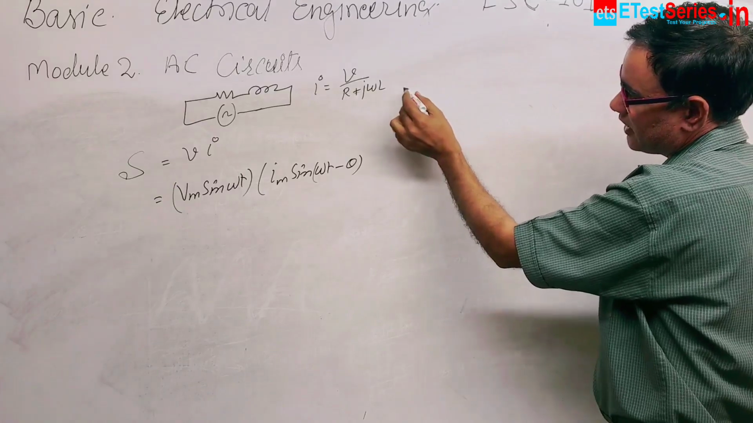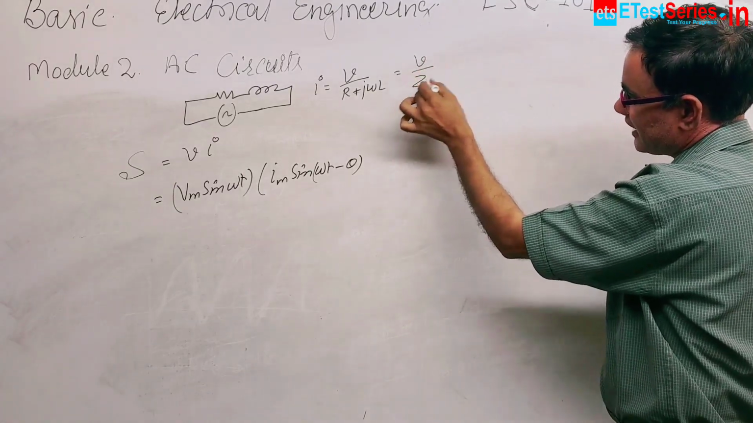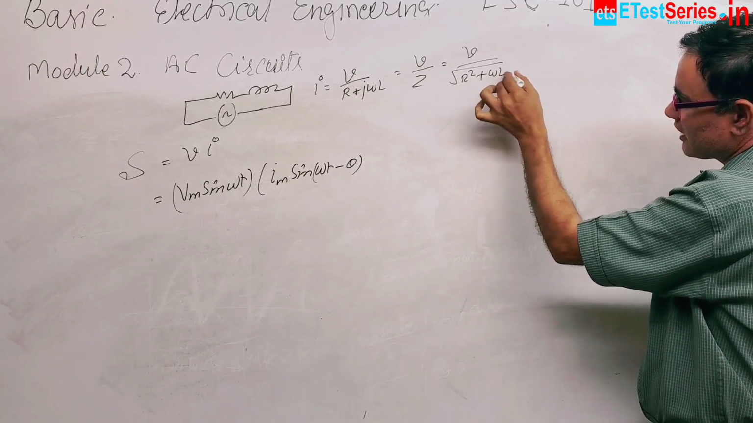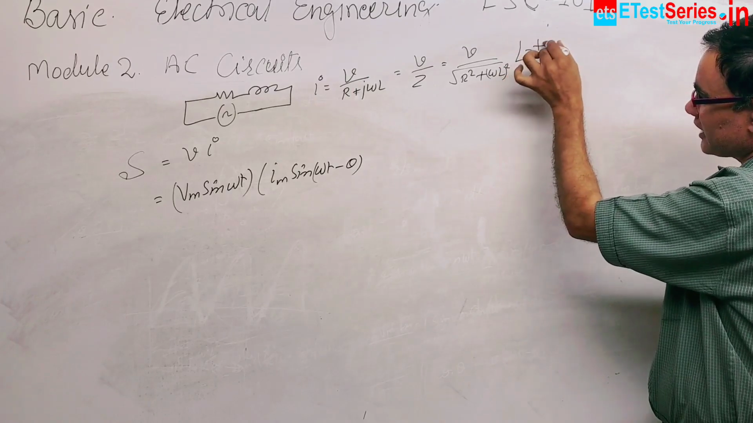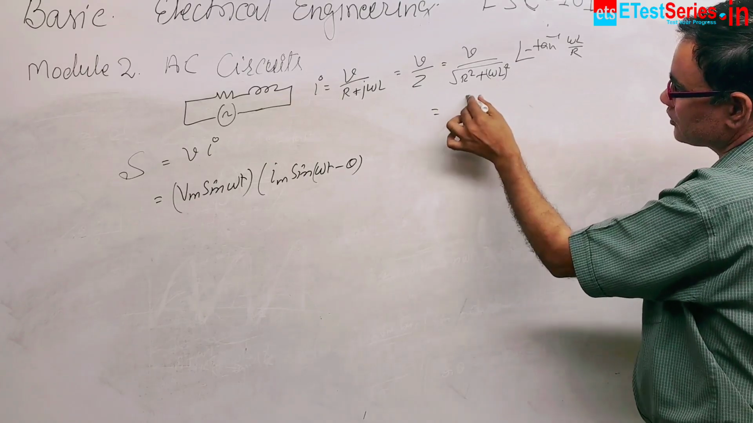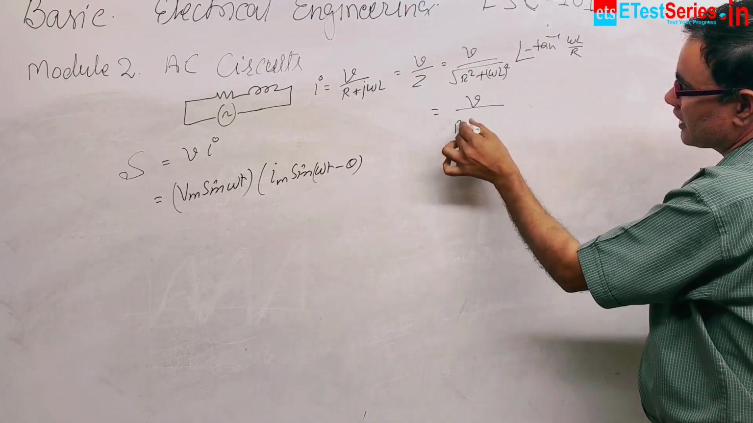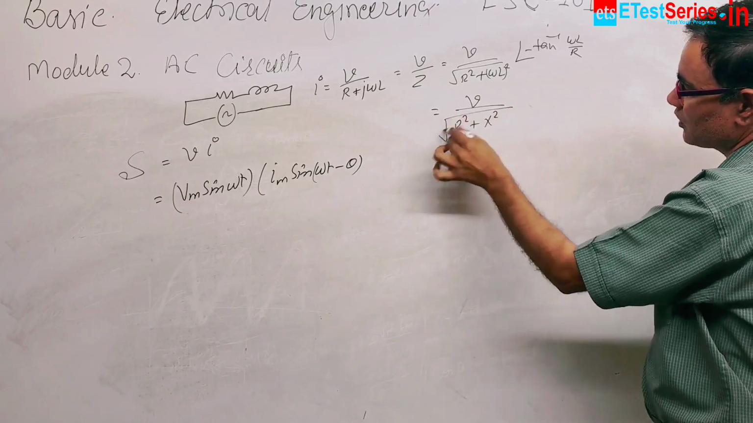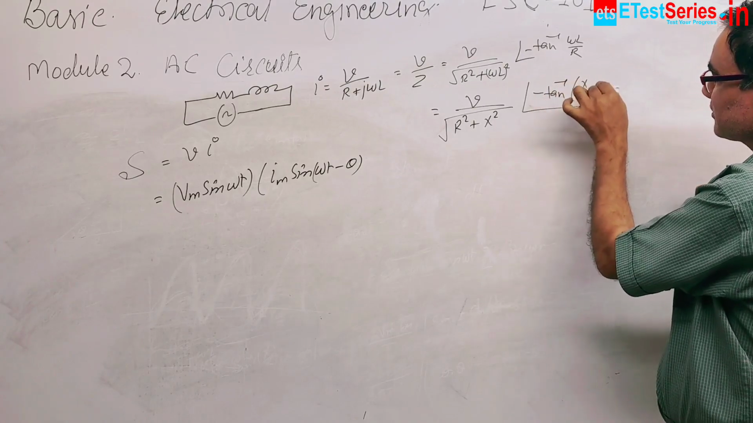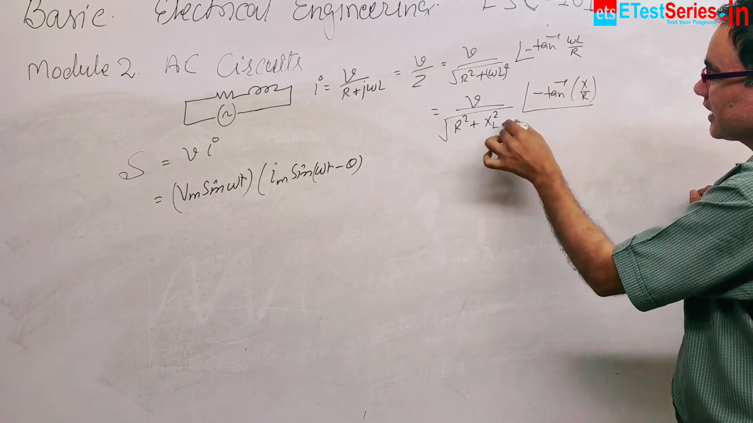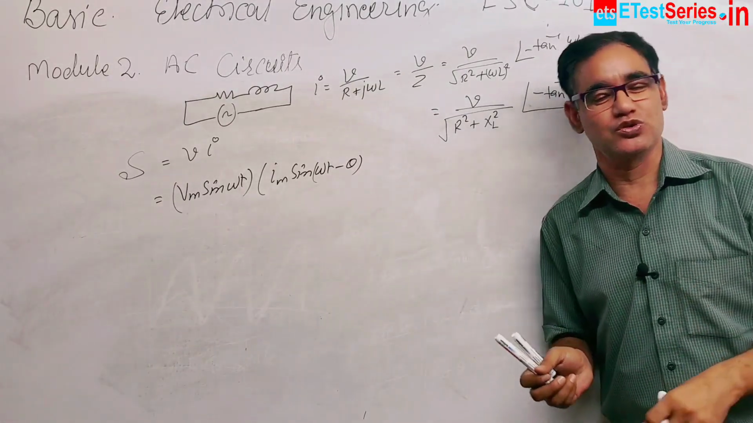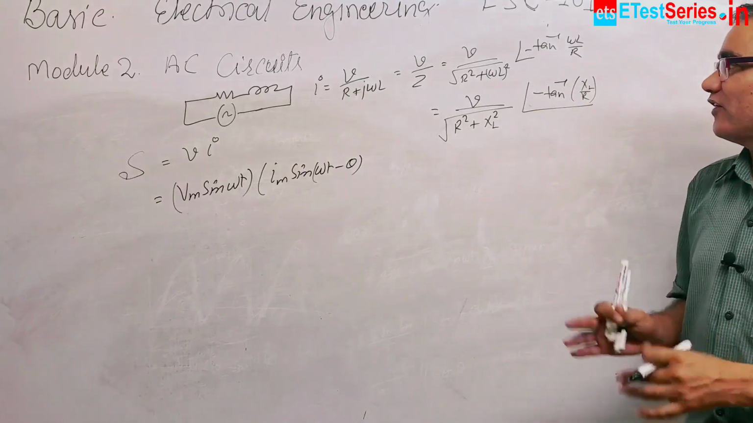So Z, this is also known as V divided by the square root of R square plus omega L whole square, and the angle is minus tan inverse omega L upon R. This is also written as V divided by the square root of R square plus X square, and the angle is minus tan inverse X upon R. X here is XL, the inductive reactance. You know X can be XC also. So there are two types of X, XL and XC.